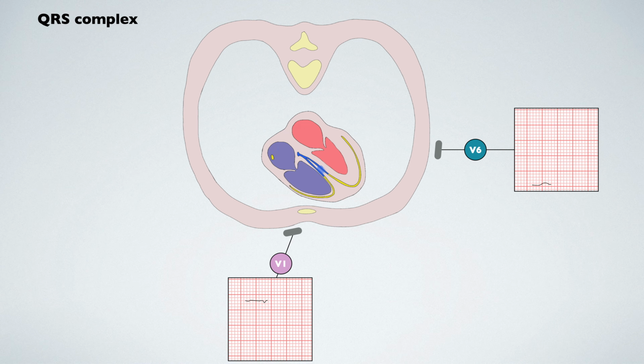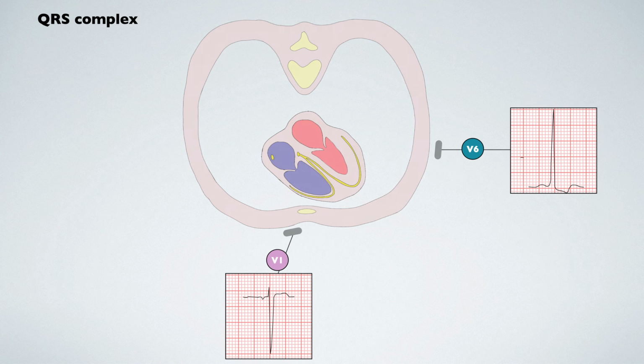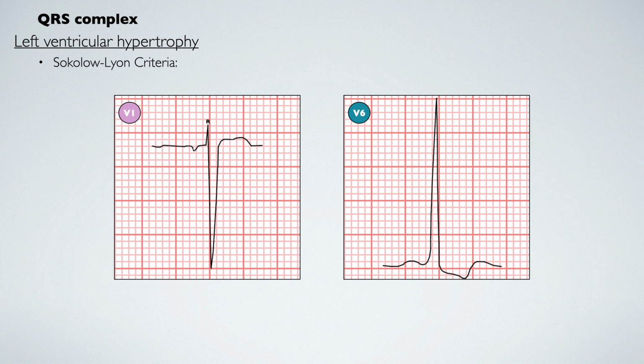There are many ECG criteria for left ventricular hypertrophy, but the Sokolow-Lyon formula is perhaps the most popular. In this criteria, add the amplitude of the S wave in lead V1 to the R wave in either V5 or V6. The amplitude should be greater than 3.5 millivolts, which is equivalent to 7 large squares.